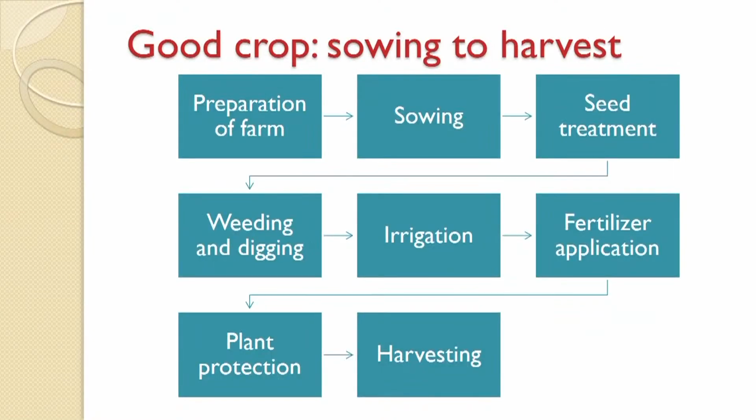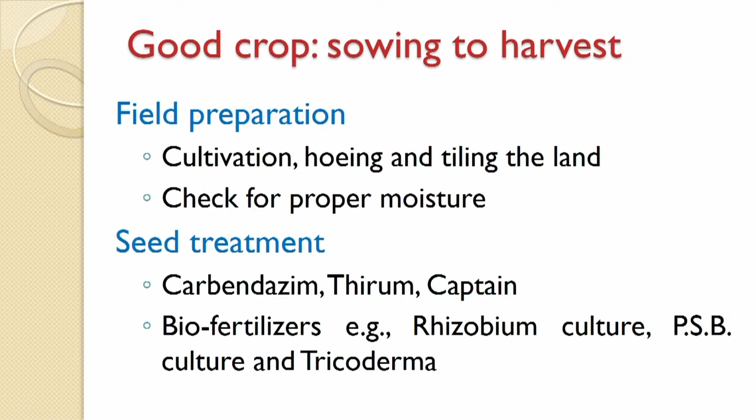So to grow a crop, there are various sequential steps like preparation of the field, sowing, seed treatment, after that weeding and digging, thereafter irrigation, fertilizer application, and lastly plant protection and harvesting. So let's learn these techniques one by one. Our first concern is the field preparation.